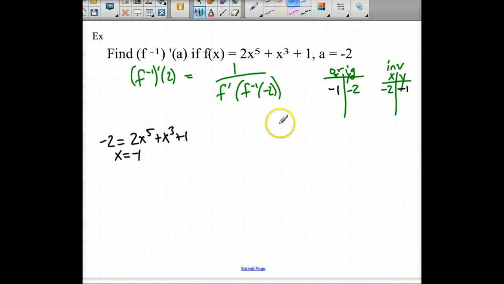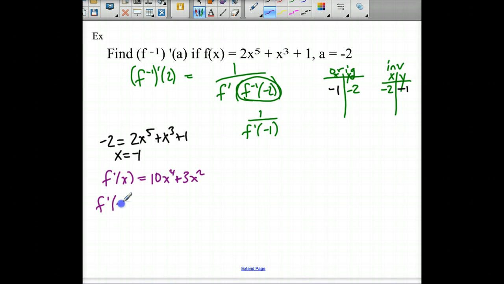So now I can plug in -1. That's the y value when x is -2 in the inverse. So now I need the derivative. The derivative of the original function is 10x to the 4th plus 3x squared, and I'm going to plug in a -1 to that, which will equal 10 plus 3. So that would be 13, so it's 1 over 13. So my final answer is 1 over 13.